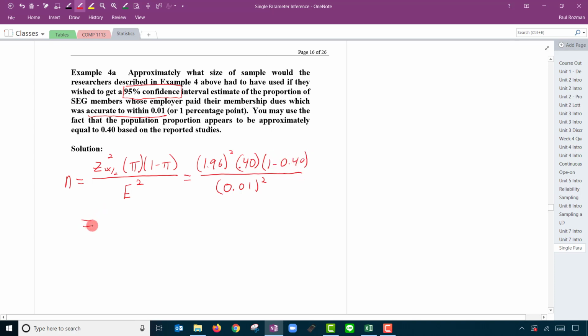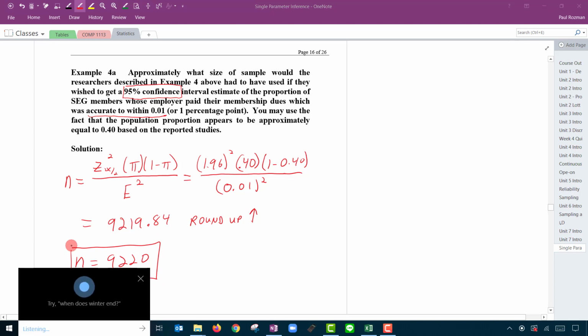Doing a little bit of calculation there, you get 9,219.84, and then we'll round up. So let's make sure n is at least 9,220. If we sample 9,220 of these members, we'll get our error down to 1%.